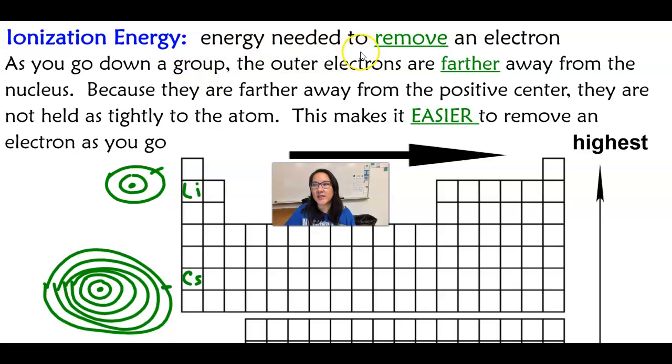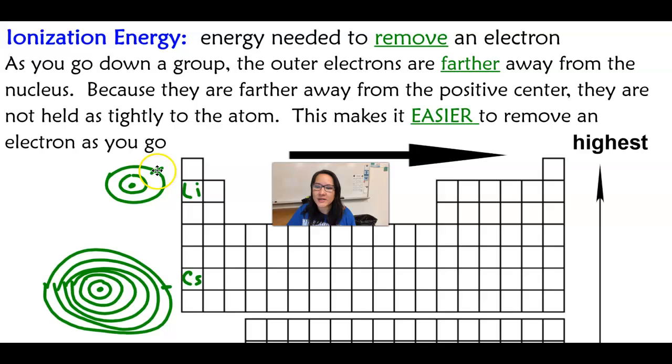Ionization energy is the energy needed to remove an electron. As you go down a group, the outer electrons are farther away from the nucleus. Because they're further away from the positive center, they're not held as tightly to the atom, and this makes it easier to remove an electron as you go. So if you look at lithium compared to cesium, here's the valence. Lithium has 1 valence electron, cesium has 1 valence electron.